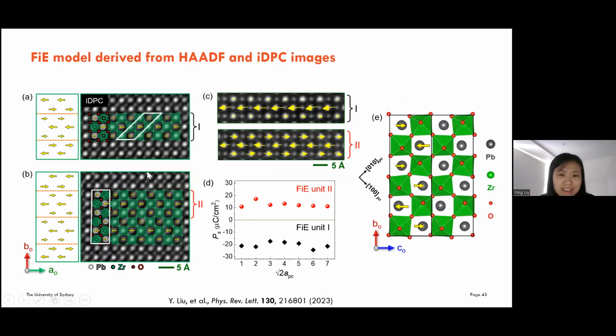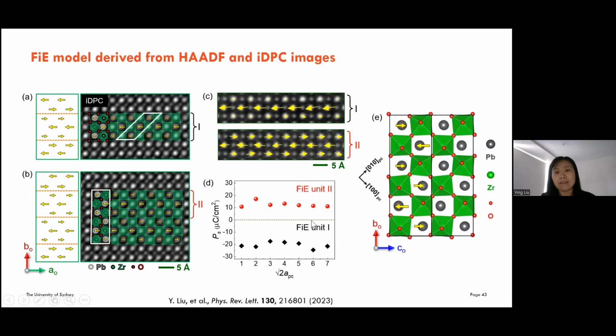Here we have also conducted iDPC observation of the new ferroelectric phase, and here we obtained the ferroelectric model. We also found that even when the dipole arrangement is the same, like here, here and here, the middle one is to the left, and this to the left, and the satellite one is toward the right, and this right. But their polarization can be opposite.